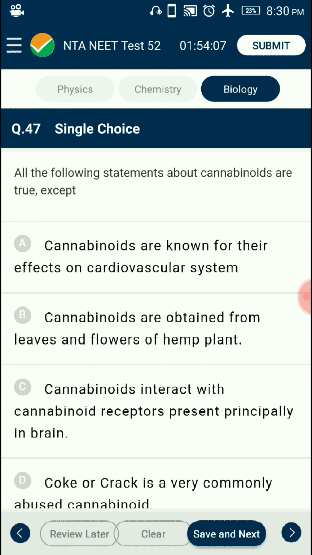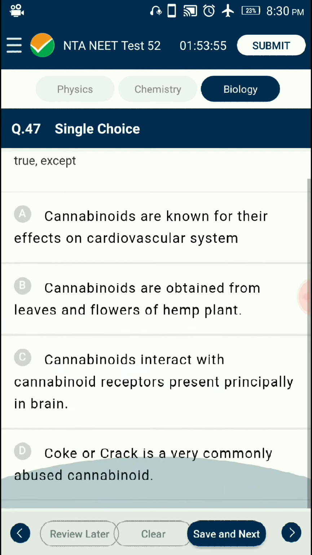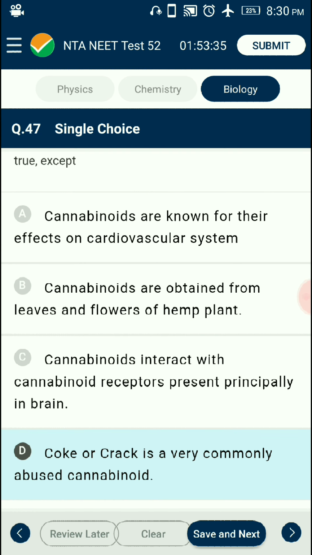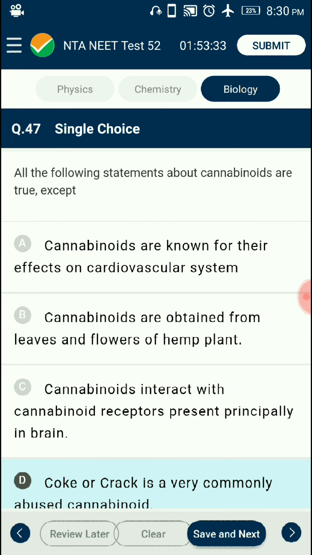Cocaine or coca alkaloid obtained from the coca plant affects the central nervous system and is commonly called coke or crack, and it is snorted. So the answer for this question is option D. Coke or crack is the exception. The remaining statements about cannabinoids are all true.